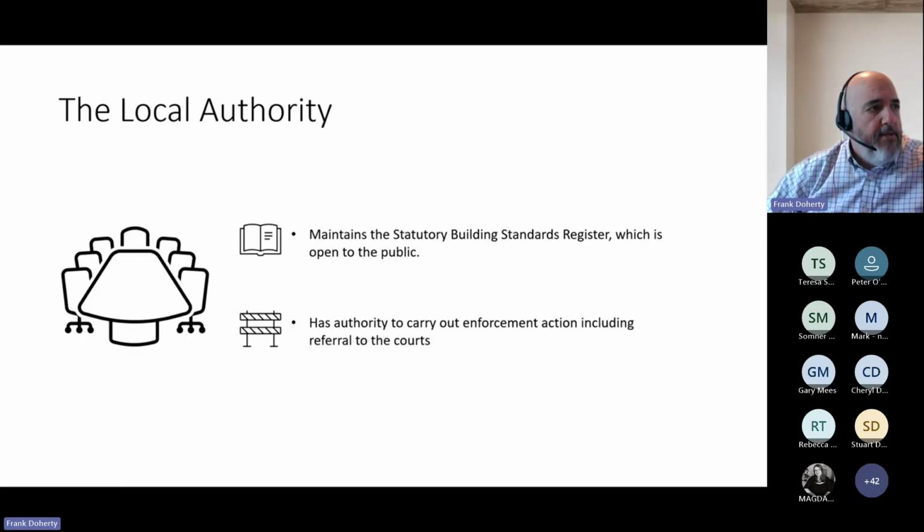And I suppose the last entity involved in terms of the Building Scotland Act is the local authority, who has separate roles, separate from their appointment as a building standards verifier. That's basically two things: to maintain a statutory building standards register, which is completely open to the public. It's not publishable online in terms of the drawings, but completely open to inspection in a reasonable time within the local authority estate. And they are the ones that carry out enforcement action, including referral to the court for those offences that I mentioned earlier.